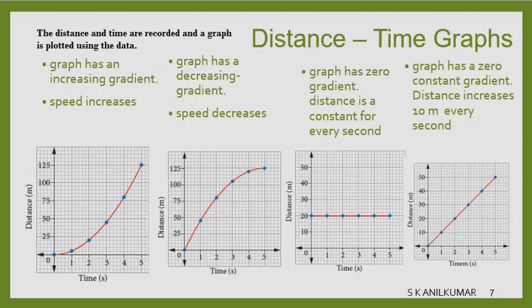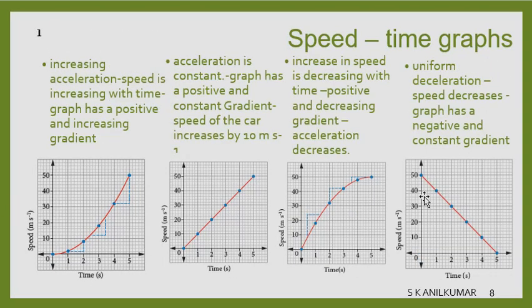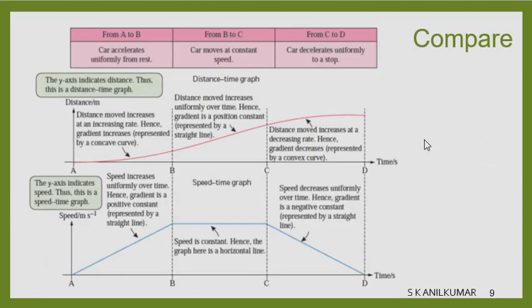So these four graphs and these four graphs, if you know them, that means you have a fair idea about distance and time or speed and time. Now let's compare. If you are going by car and the car accelerates uniformly from rest, the car is stopped here and then you have switched it on and it is accelerating, it will go up. And then at constant speed it will keep on going. And then it will start to decelerate. The speed will come down uniformly and it will come to a stop.